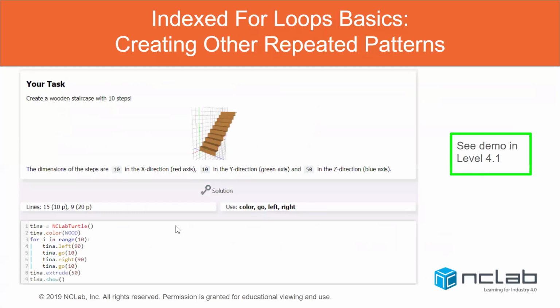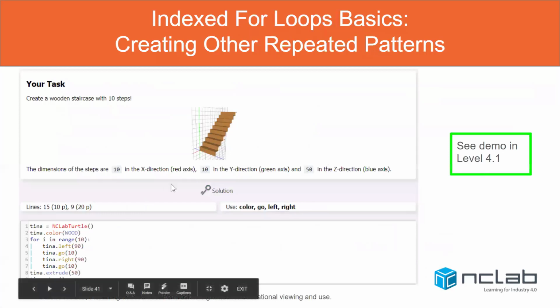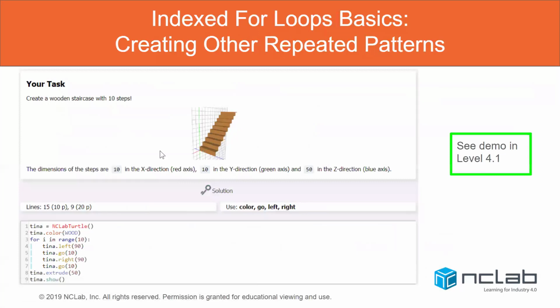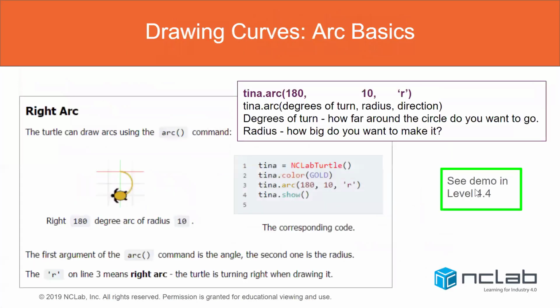In section 4, we're also using index for loops, but this time it's not just a turn in a circle. In this case, we're making a staircase, and all of these are demonstrated at the beginning of the sections. Drawing arcs, really this gets back to angles, and you're looking at 3 things.